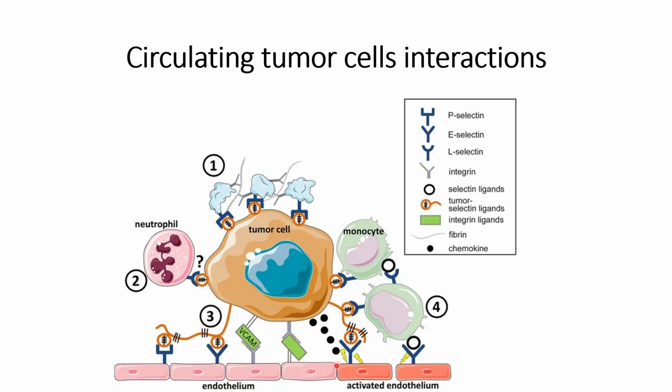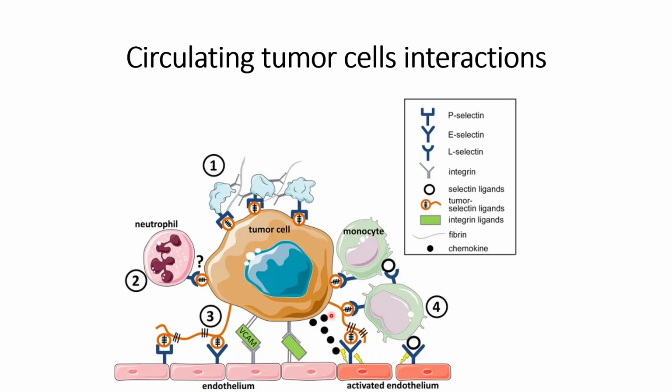And apart from these endothelium and tumor cell interactions, which are dependent on P-selectin and E-selectin, there is another way by which these tumor cells interact with the endothelium cells, which is not P-selectin and E-selectin dependent. That is through monocytes. The monocytes can interact with the tumor cells, and thereby the monocytes help in the adhesion to the activated endothelium cells through L-selectin and the tumor selectin ligands that are present in the tumor cells.